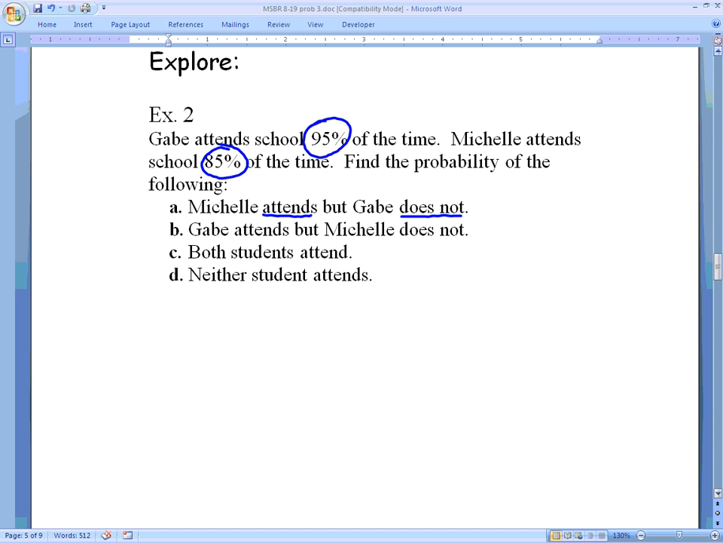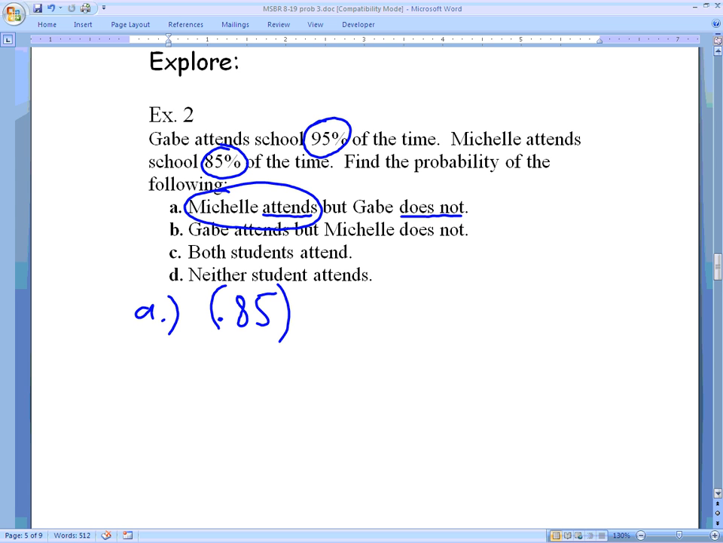Again, if you think you can do this on your own, go ahead and pause the video. But for part A, we're going to start off with the first of our independent events. Again, we're assuming they're not related or carpool or something like that, so they're independent. And Michelle has not as good of attendance as Gabe. She attends 85% of the time, or I already went to a decimal so I can put that in a calculator if need be. So I've got 0.85 is the probability that Michelle attends, but Gabe does not attend.